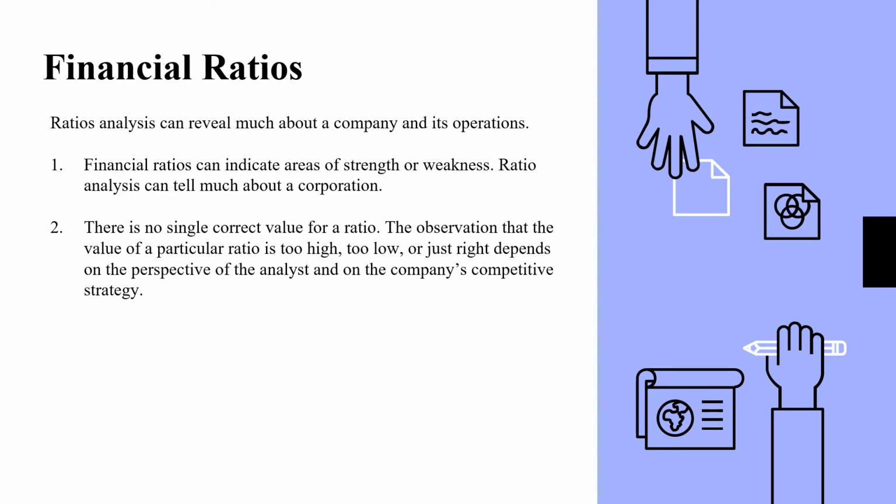So hindi natin pwedeng sabihin na kapag nag 5 is to 1 or nag 2 is to 3 or nag 3 is to 3, nagtabla yung ratio, eh maganda na siya sa kahit anong type ng business. So depende yon sa nature or type ng business, depende dun sa goals and sa strategies din ng organization. So there is no perfect or there is no single correct value for a ratio.